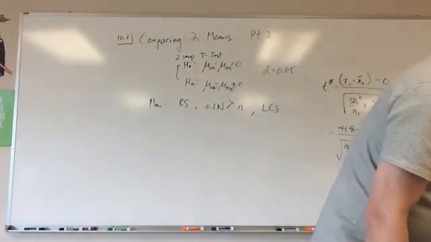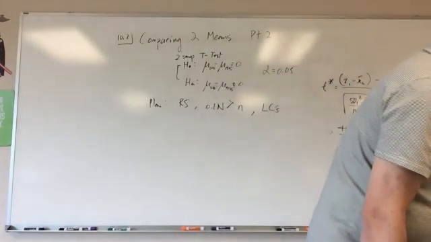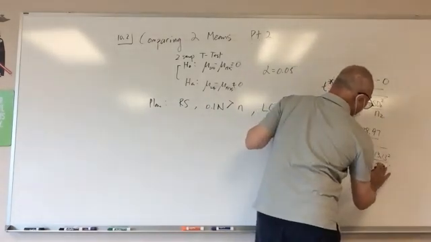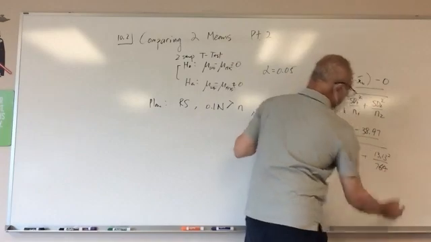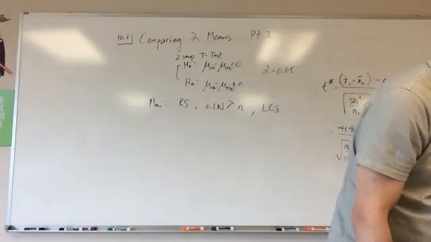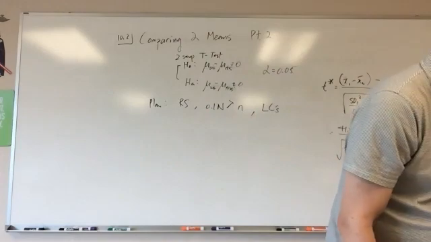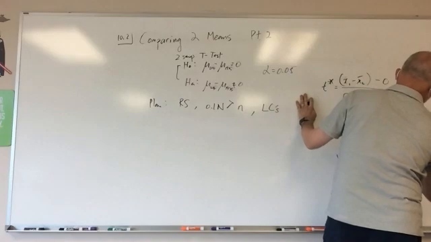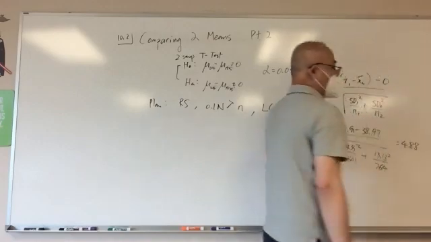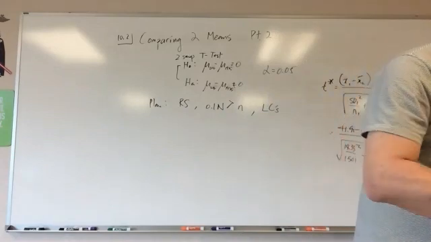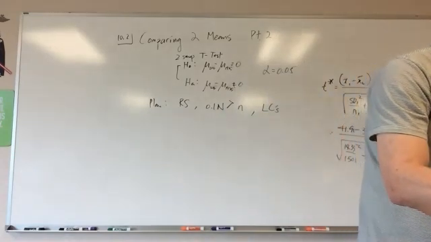Was it 751? Was I correct in 750? Oh, not even close. 764. If you do that, you are going to get 4.88. Okay, so that is the T star.